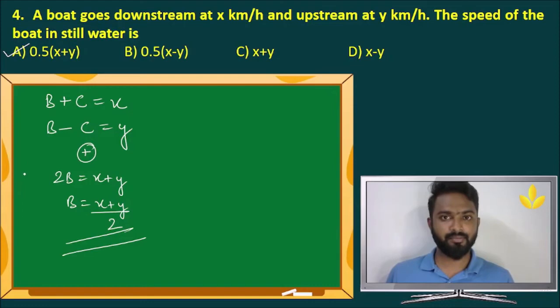That's it. If at all they had asked you to find the speed of the current, then the answer would have been B, because we would have to subtract both the equations. Let's move on.